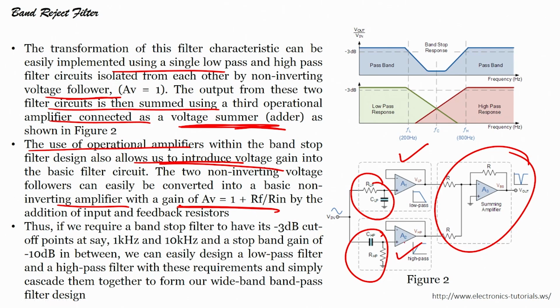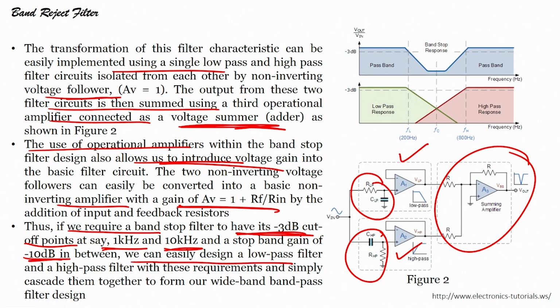Instead of a voltage follower, if I use a non-inverting amplifier or an inverting amplifier, then I can easily tune my gain. Thus, we require a band stop filter to have its minus 3 dB cutoff frequencies, say 1 kilohertz and 10 kilohertz, with a stop band gain of minus 10 dB in between.